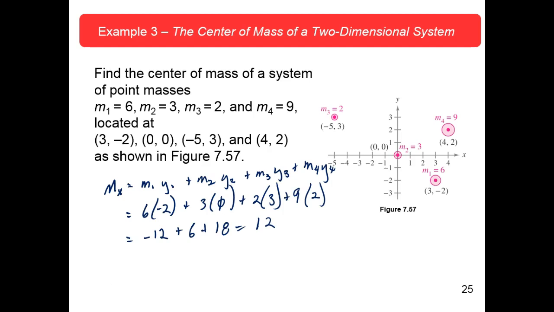Okay, well, let's do the moment of y, M sub y. Can we just write it down, or do I need to write the formula? Okay, so tell me what it is. 6 times 3 plus 3 times 0. I got that one. Plus. Okay, and that would equal.